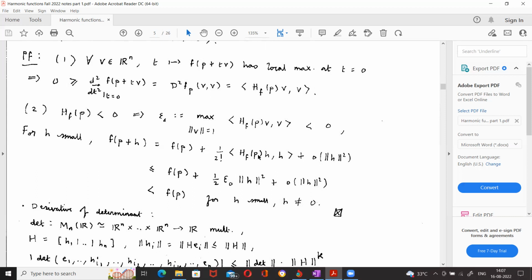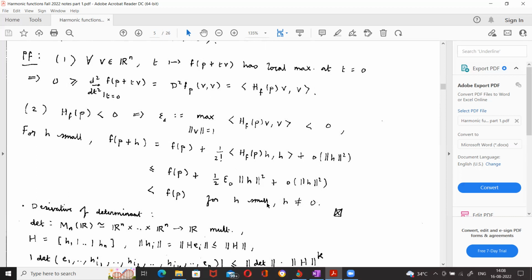And on the unit sphere, this is less than or equal to epsilon naught, which is strictly negative. So this second order term is less than or equal to half epsilon naught norm h squared plus a term which is little o of norm h squared. Here epsilon naught is fixed. So as h tends to 0, this term which is little o of norm h squared, plus half epsilon naught norm h squared will be less than 0, right? And so the whole thing will be strictly less than f(p) when h is small and non-zero.